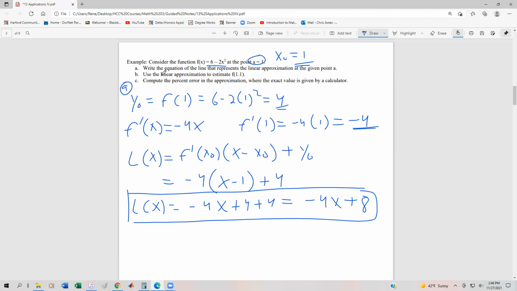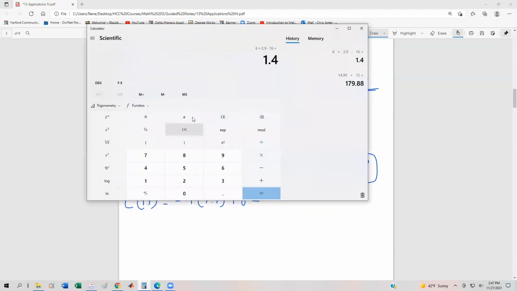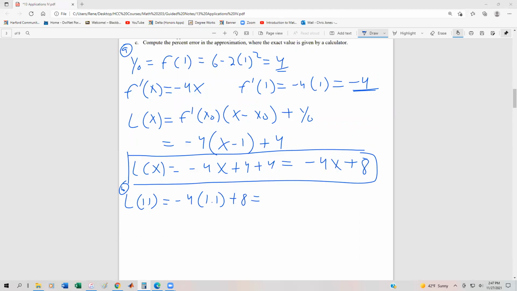Now, we're going to use the local linear approximation to estimate f at 1.1. So really what we're finding is L at 1.1. This is part B, and that's going to be negative 4 times 1.1 plus 8. We can just plug that into our calculator. That's going to be negative 4 times 1.1 plus 8, and that gives us 3.6.